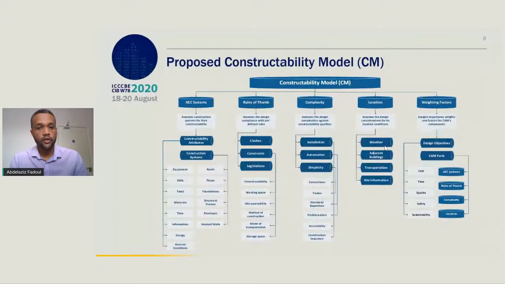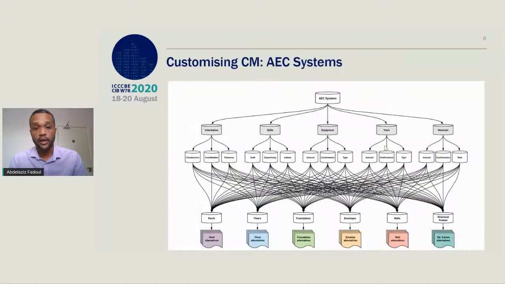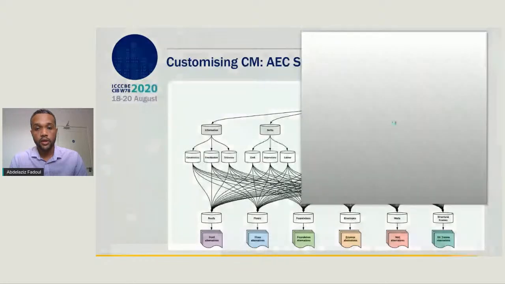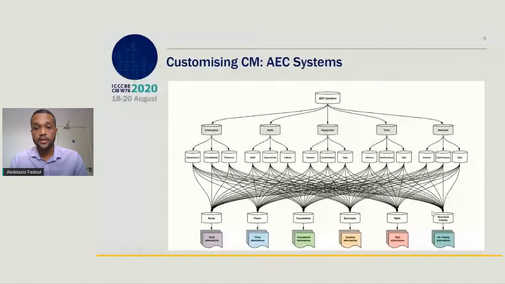Here is the hierarchy of the constructability model. It has four main components: the AEC system, the rules of thumb, the complexity, the location, and each one of them is meant to assess constructability from a different perspective, as I will highlight here. The AEC system is meant to rank different construction systems and options based on their performance from a constructability point of view, by establishing constructability indices based on the user input and based on any limitations.